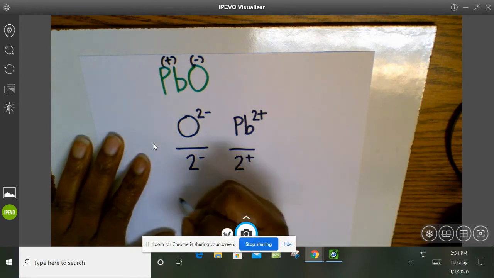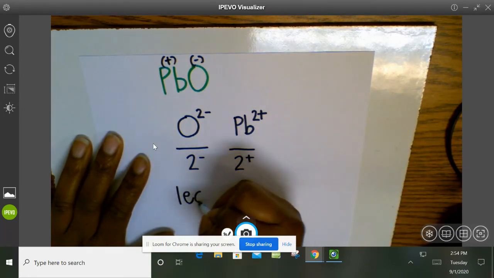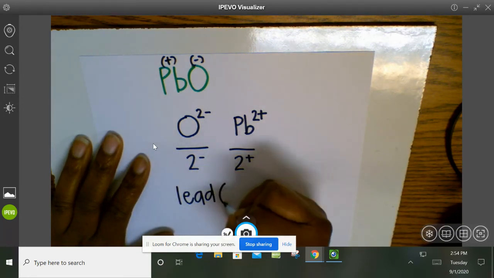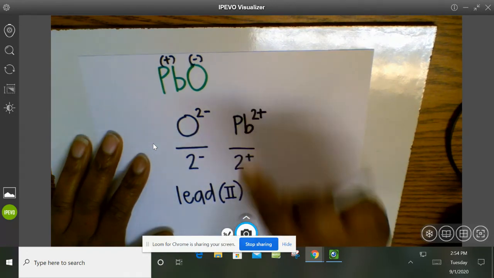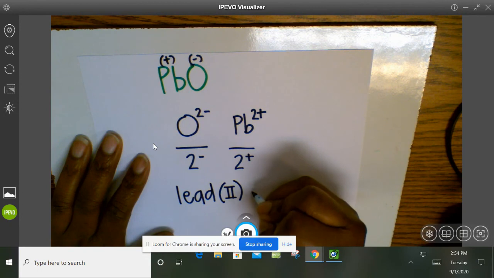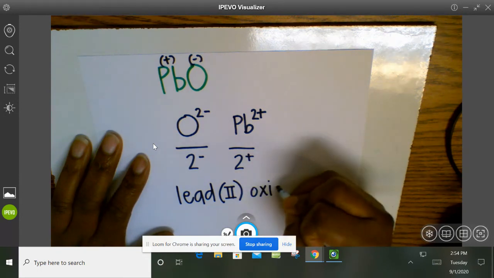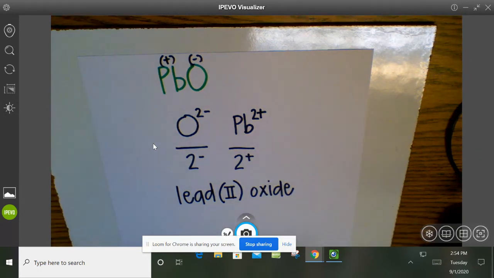Okay, so the name is lead 2. That's the Roman numeral. It equals the charge on the cation: lead 2 oxide. And it is only the cation that gets the Roman numeral.